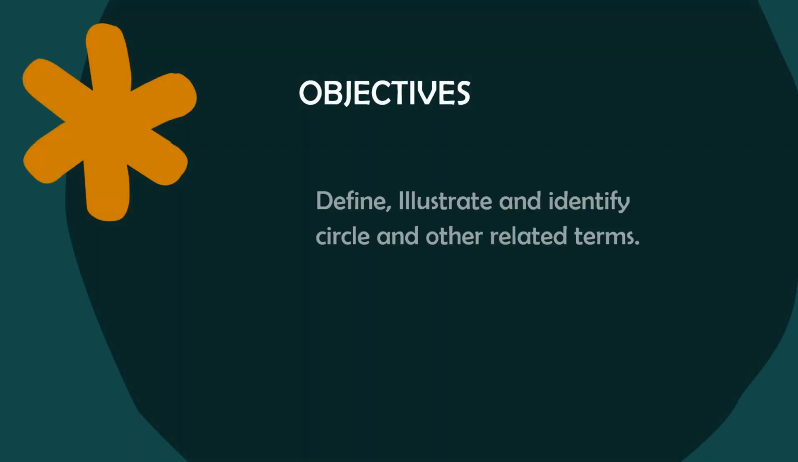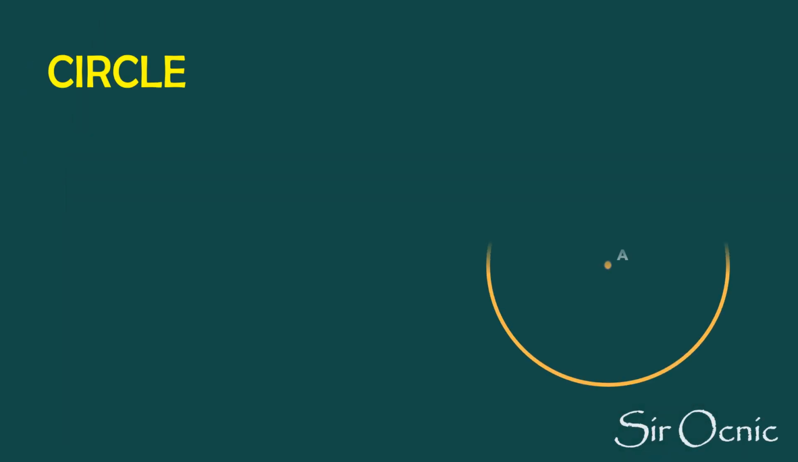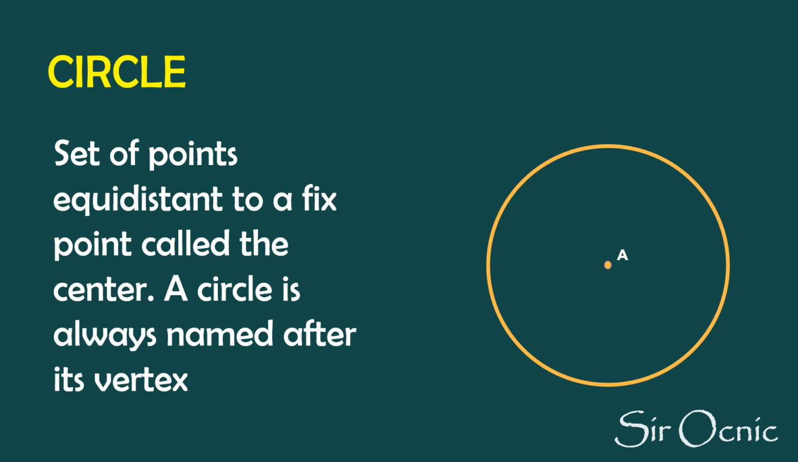In this video, we will define, illustrate, and identify circle and other related terms. Let us start with the definition of a circle. A circle is a set of points equidistant to a fixed point called the center. A circle is always named after its vertex. The illustration at the right can be named as circle A. Why? Simply because the center of the circle is point A.